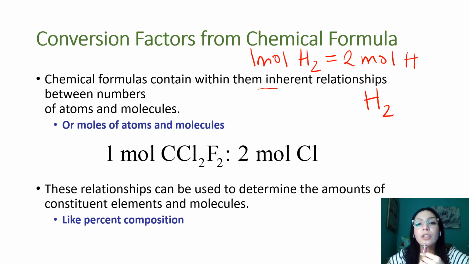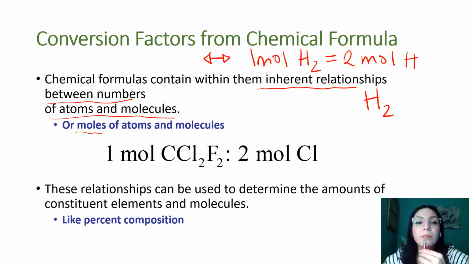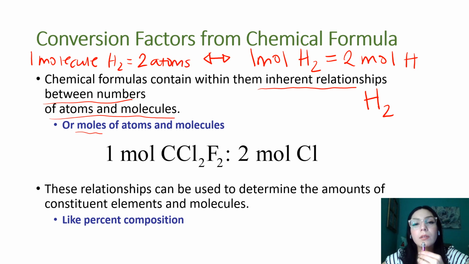So essentially they have inherent relationships between these numbers of the atoms and the molecules within whatever molecule you're looking at. You can also think of it as moles. So it translates directly. Because we can also say, like if we're going between these two, in 1 molecule of H2, I have 2 atoms of H. So this is where your knowledge about what molecules versus atoms are comes into play, because this is essentially what lets us interchange between the two.